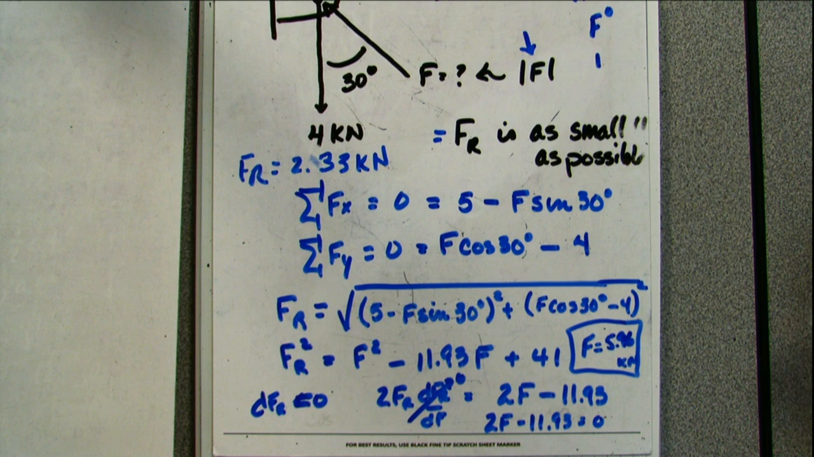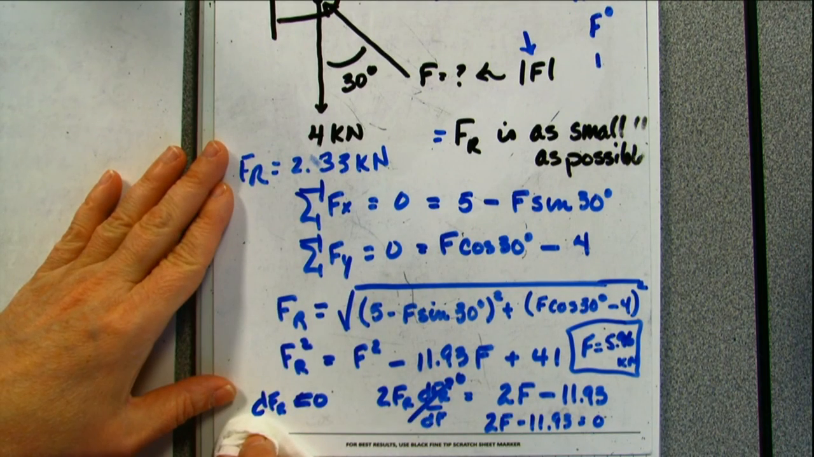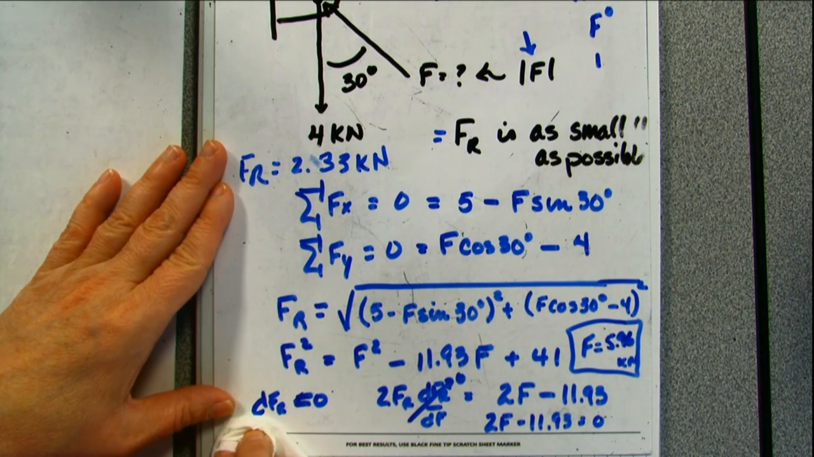And you can do the same thing for the maximum. It's when that derivative is equal to 0. It's either going to be a minimum or a maximum, and in this case, it's a minimum. Does that make sense to everybody?